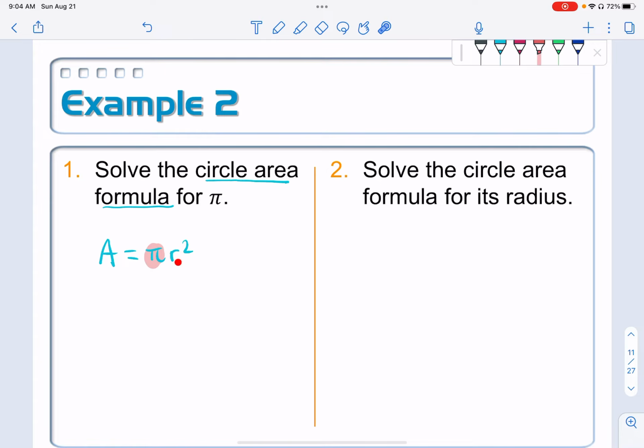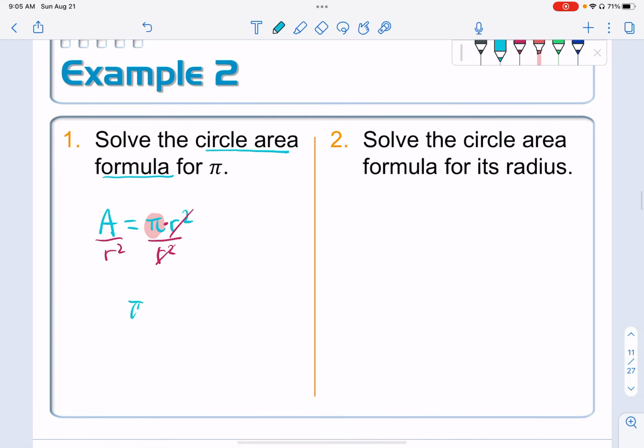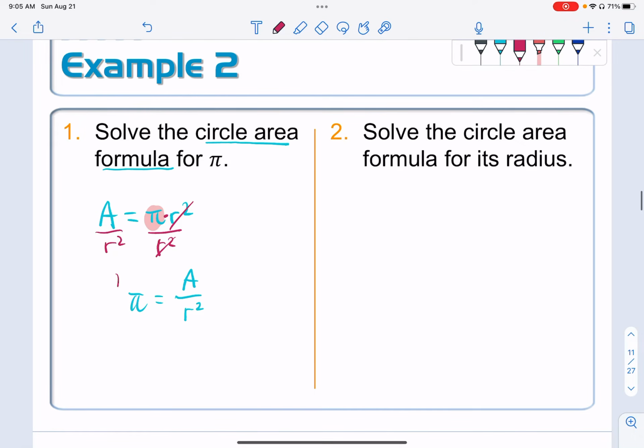We want to just get rid of the r squared term, which is being multiplied times the pi. So to get rid of that, we're just going to divide it to the other side. We're dividing both sides by r squared, which will cancel it on the right-hand side, because r squared divided by r squared is 1. And then we have our pi all by itself. So let's clean this up and then flip it around to get pi is equal to A over r squared, like so.